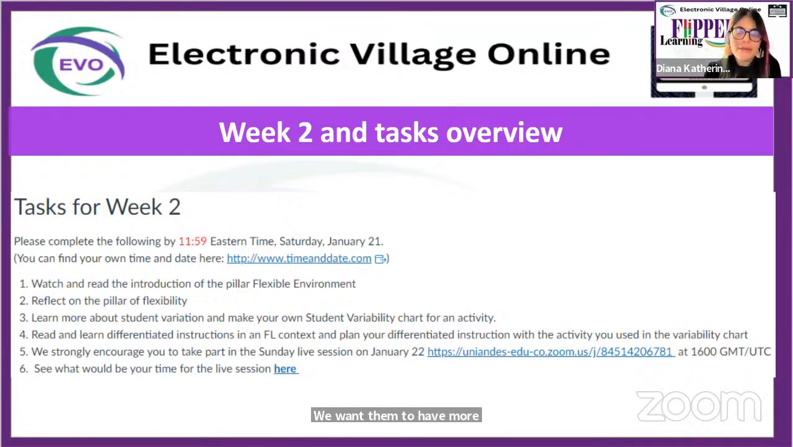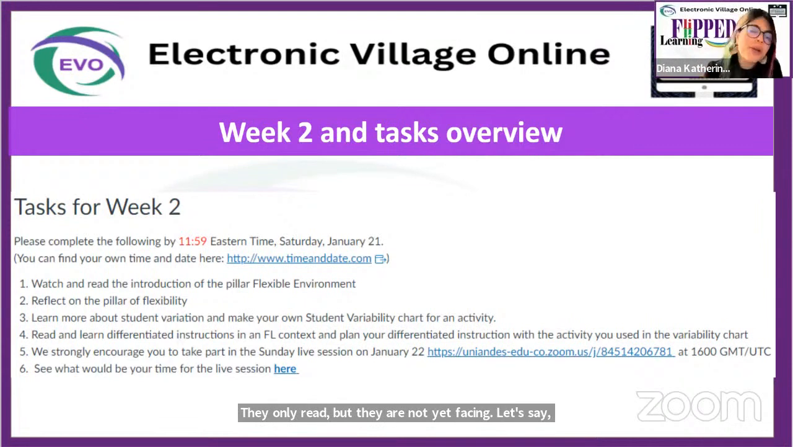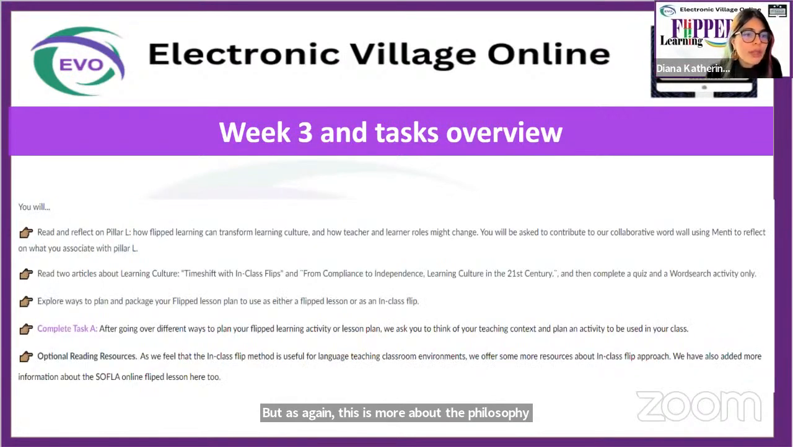So in the first week, they make the visual representation, they only read, but they're not yet facing a lesson plan or doing an activity right away. But again, this is more about the philosophy behind flipped learning. In week number 3, after they have introduced themselves, read about the pillars, understood it through visual representations, and understood a student variability chart, then they start completing a flipped learning activity, only one activity.